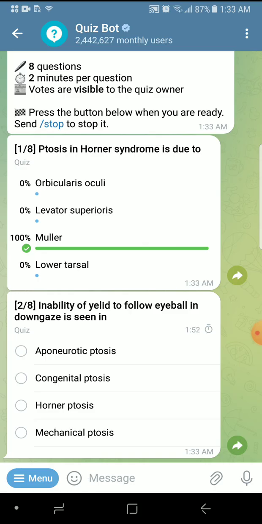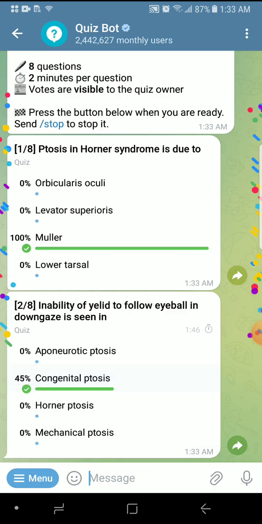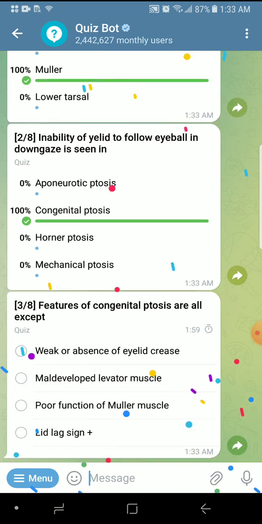Now this I told you already, inability of the eyelid to follow the eyeball in down gaze is known as lid lag sign, that is seen in congenital simple ptosis and thyroid eye disease. In congenital ptosis, there is maldevelopment of LPS muscle. So eyelid crease is due to LPS muscle, so there is weak or absent eyelid crease, true. B I told you is true. Poor function of Muller's is not related, and lid lag sign I have told you already.